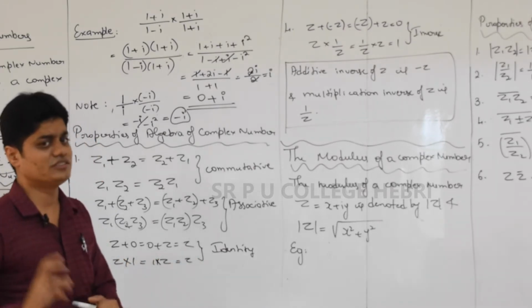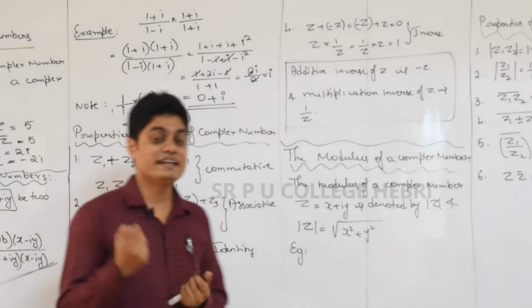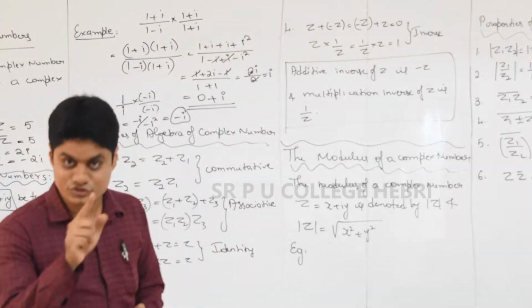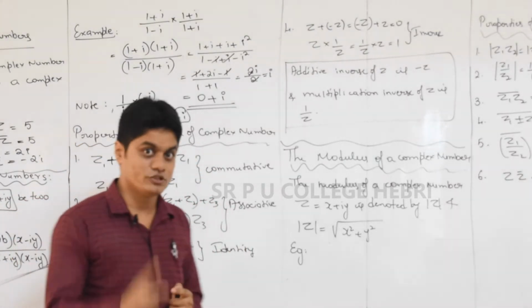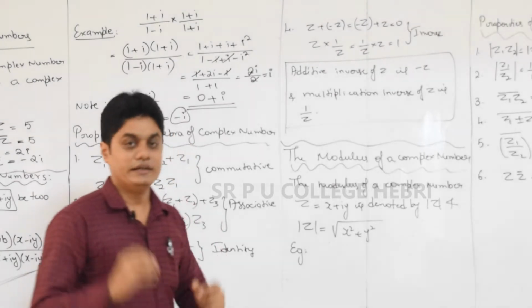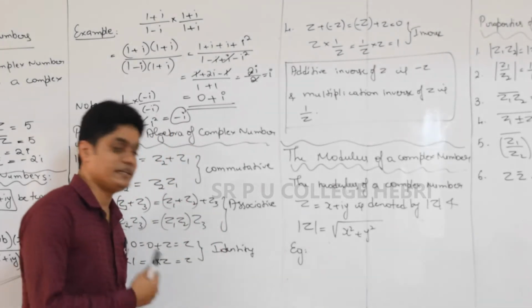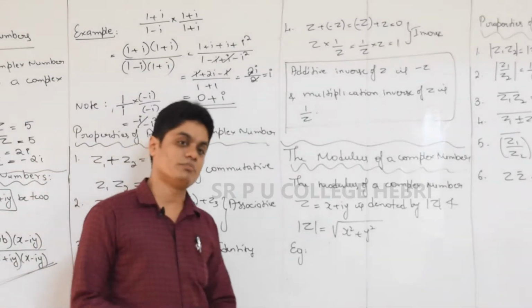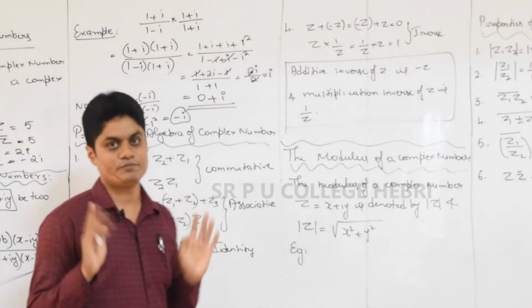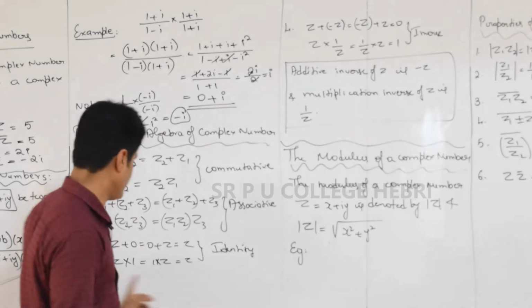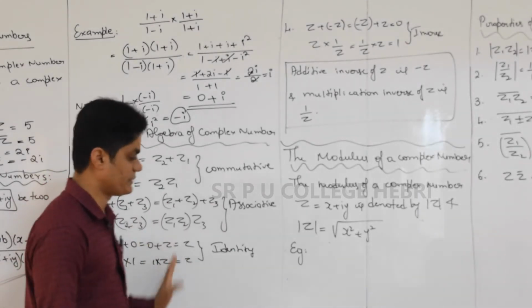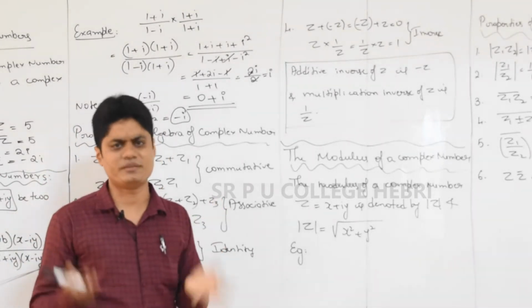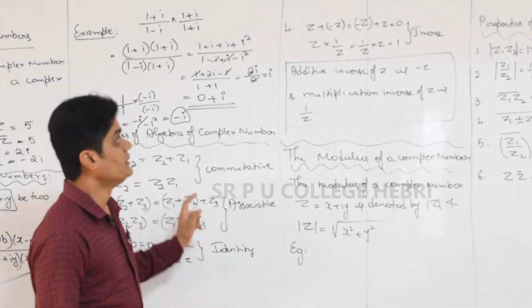Z into 1, 1 into z is equal to z. I hope you know this is known as identity. The additive identity in the real number system is 0. The multiplicative identity in the real number system is 1. Similarly, the additive identity in complex numbers is also 0. The multiplicative identity in complex numbers is also 1 only. 1 means 1 plus i 0. Z into 1 equals 1 into z equals z. So remember that this is the identity property. Maybe you know about it.